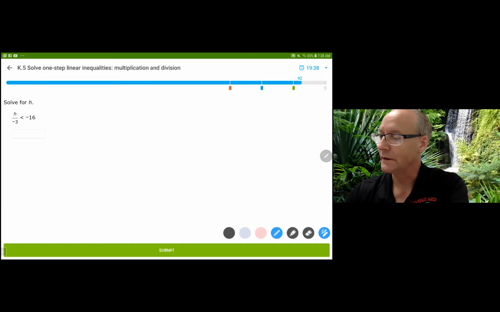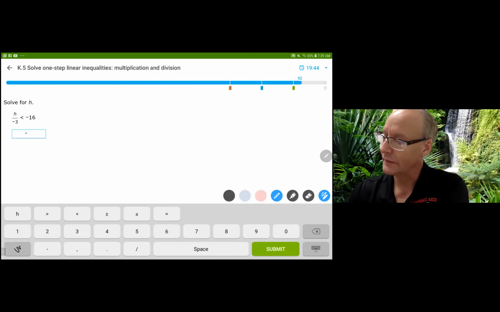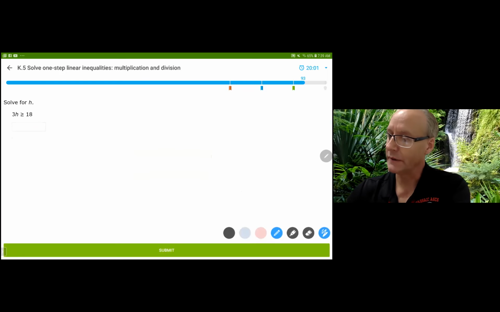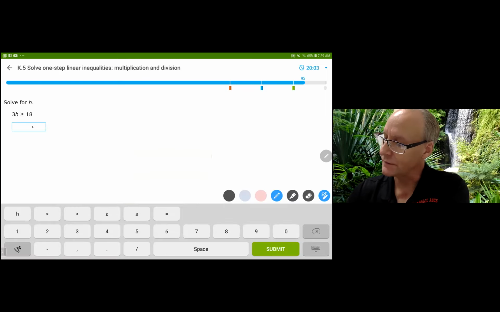Let's see here. We're going to multiply by -3, which is going to change our sign. And we're going to have H is greater than, looks like 48, huh? And it's a positive because I multiplied a -3 on both sides. And we're going to divide by 3. We're going to have H is greater than or equal to 6.